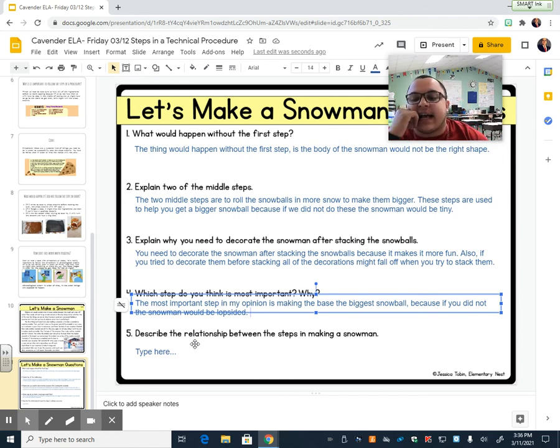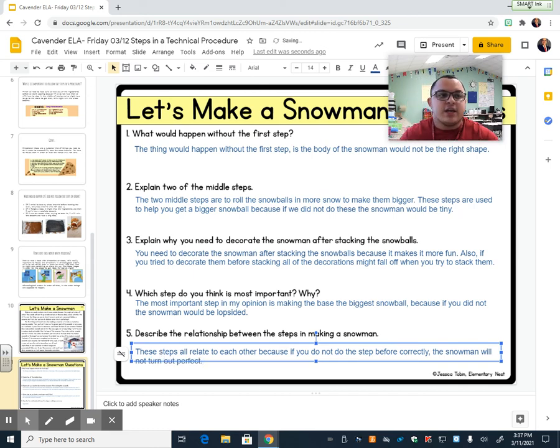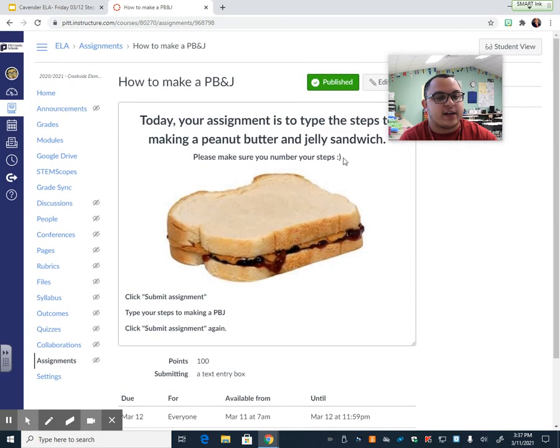This last question says, describe the relationship between the steps in making a snowman. So, how do these steps relate? These steps all relate to each other. Oh, each other is two different words. Because if you do not do the step before correctly, the snowman will not turn out perfect.